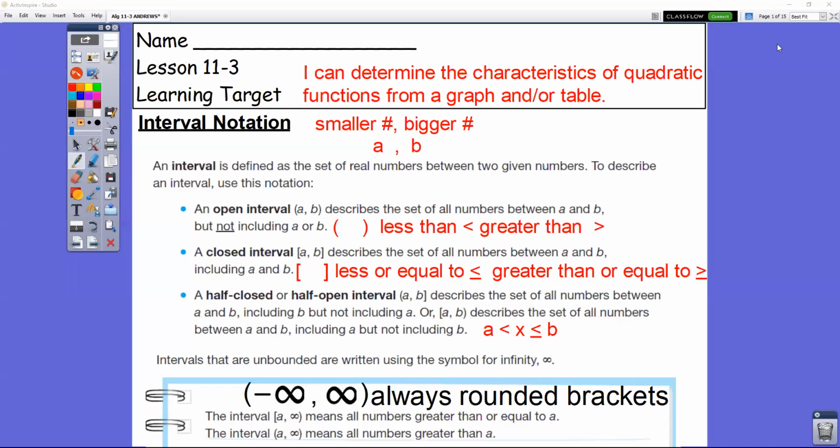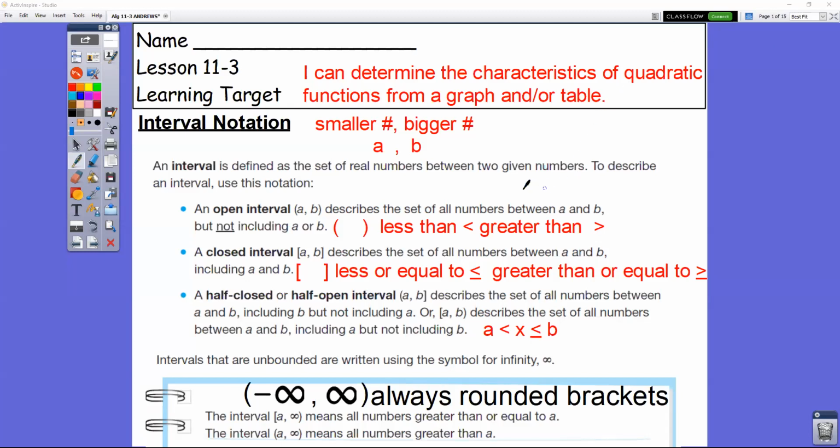This is the lesson for 11-3. What you're doing today is looking at quadratic functions. Remember, a quadratic function is a U-shaped graph, whether it's a U-shape or an upside down U-shape. And we're going to be looking at characteristics of those graphs.